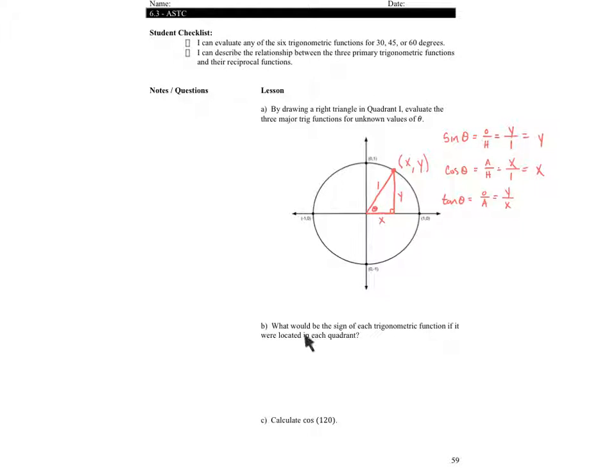But that starts raising the question, what would be the sign of these if we were in the other quadrants? So what we're going to do to start to figure this out is we're going to draw some right triangles that are generic but have the same angular value as theta. And then we're going to do the same thing with those. So I'll pause and I'll draw those three triangles in the other quadrants.